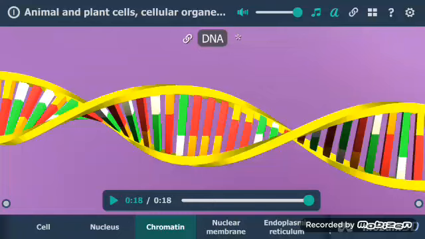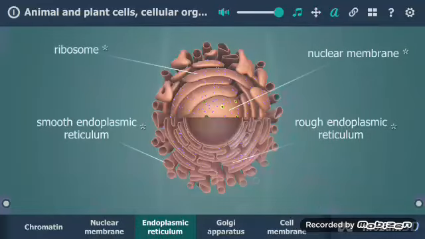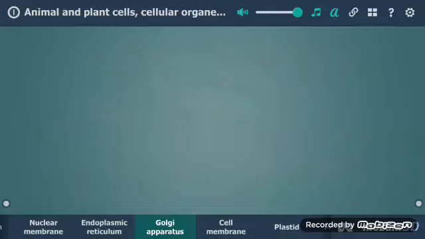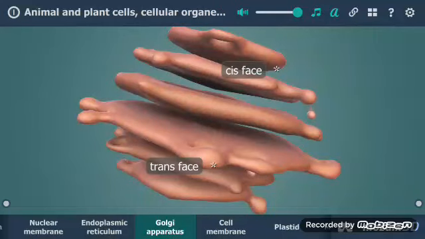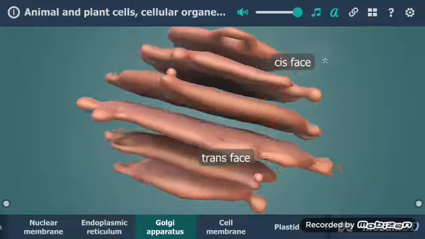So the endoplasmic reticulum aids the transport of materials within the cytoplasm. That is basically their function. The Golgi apparatus, also called the Golgi bodies, functions in synthesis, packaging, and distribution of materials.